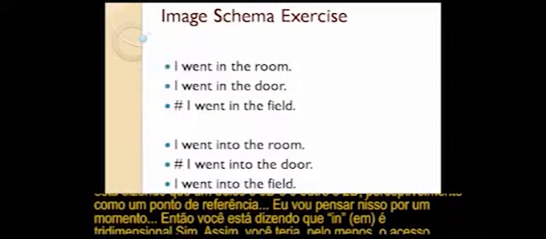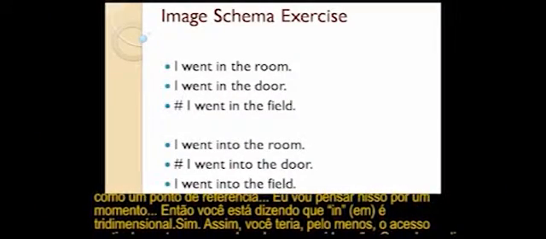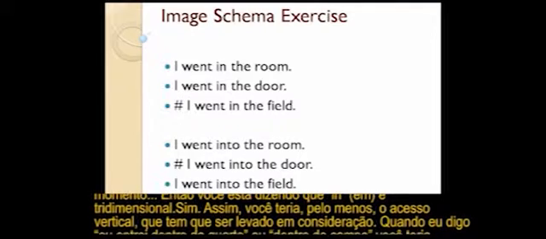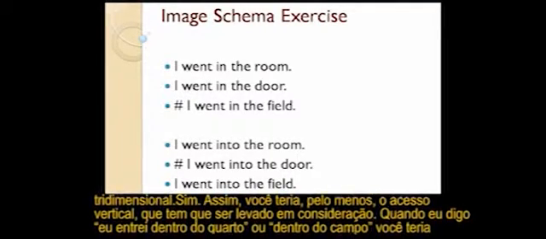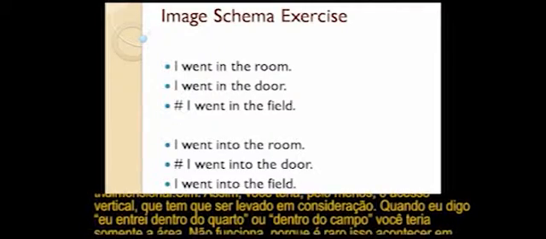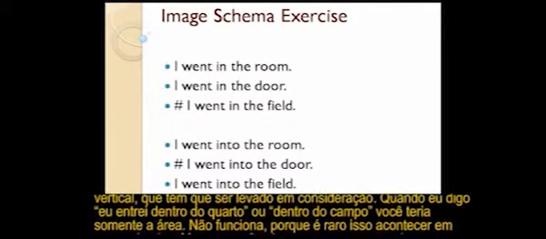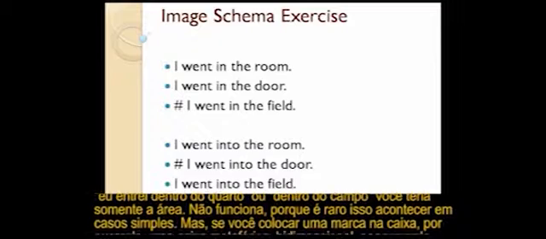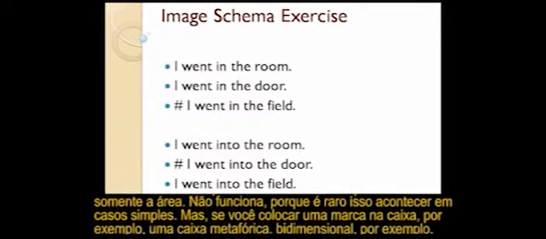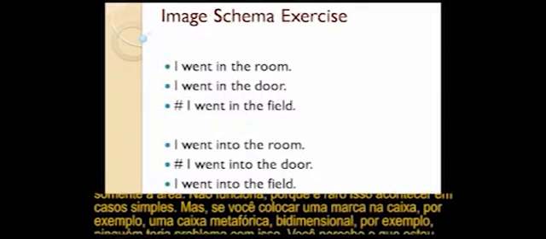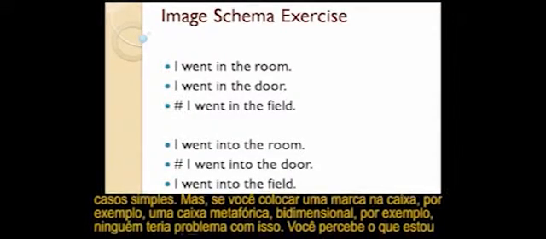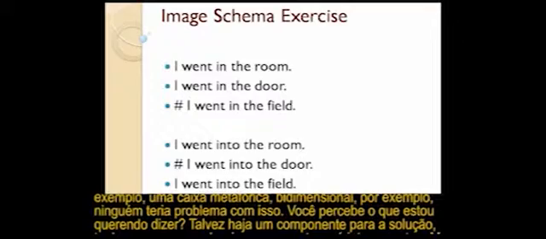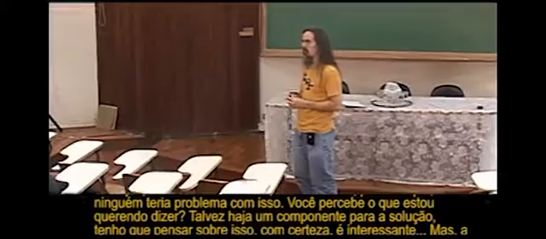So you're saying that in is three-dimensional. Yeah, you would have, absolutely, at least the vertical axis, that has to be taken into consideration, while when you say I went into the room or into the field, then you only have the area. It doesn't work because, I mean, it's rare to have it in simple cases, but you put a check mark in the box, and the box, in this case, is a metaphorical box that is only two-dimensional, but no one would have any problem with that. Do you see what I mean?